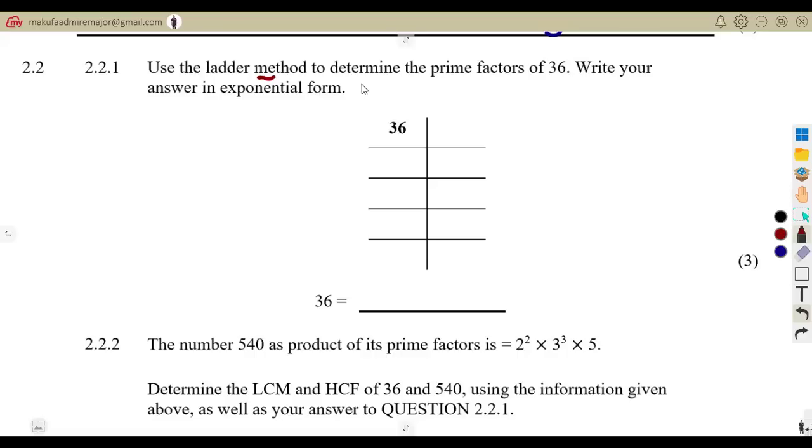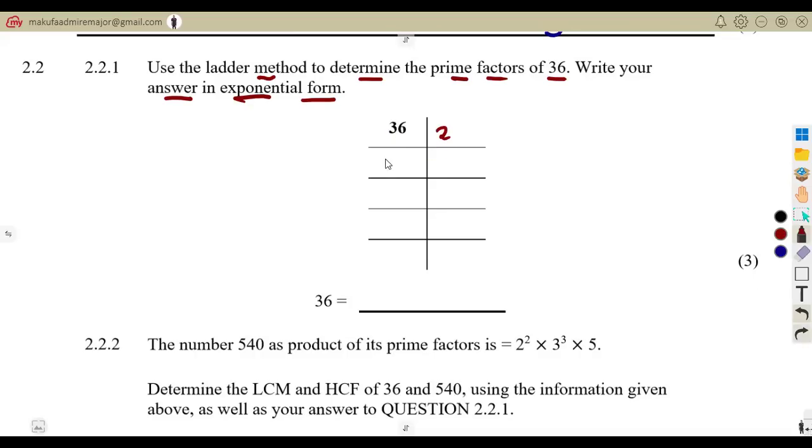Use the ladder method to determine the prime factors of 36. Using what? The ladder method. What are the prime factors of 36? Write your answer in exponential form. You are told what to do on the final answer: exponential form, just like this. So remember your prime numbers. The smallest prime number is 2. So we can actually start with a 2.